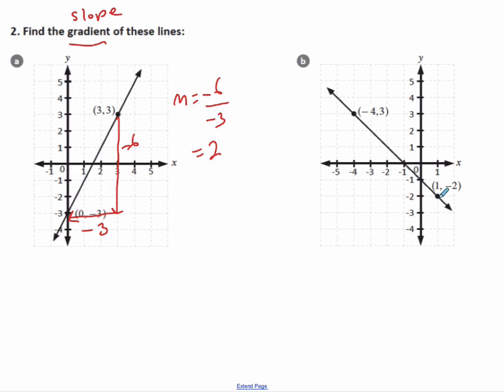Okay, next one, we have 2 points labeled. We can use any points on the line, I suppose, too. Let's go from this point to this point. So I'll go down 1, 2, 3, 4, 5. And to the right, 1, 2, 3, 4, 5. And the slope is -5/5, which is -1.